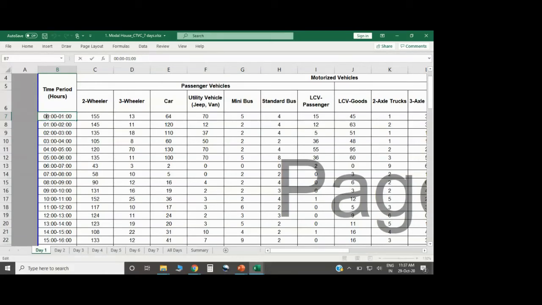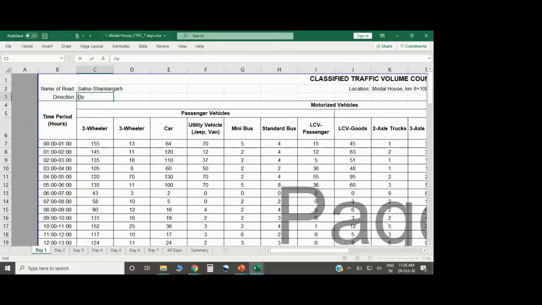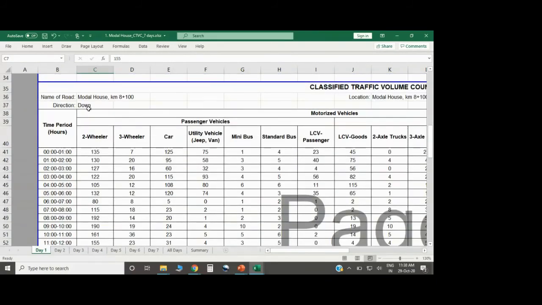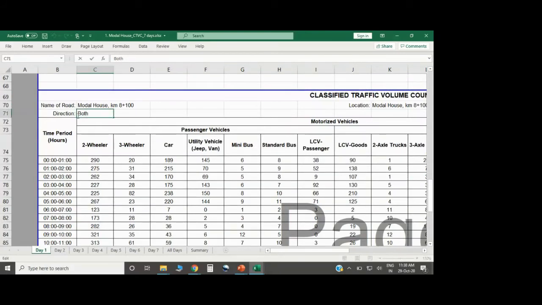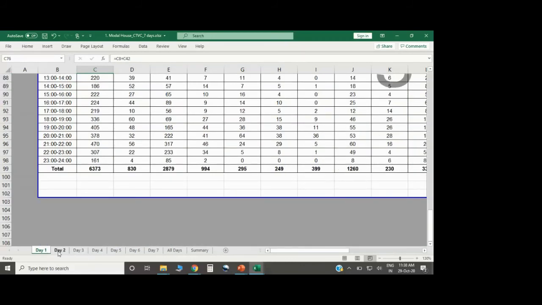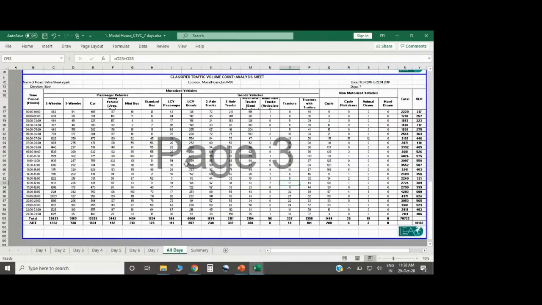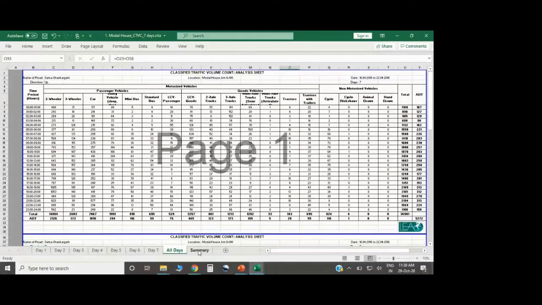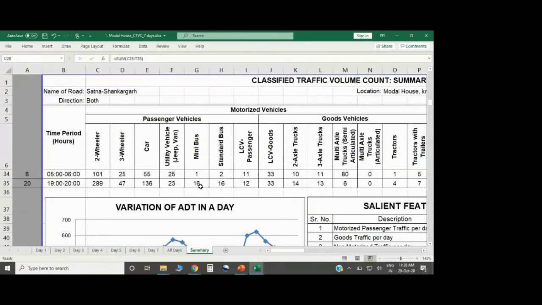So from midnight to 12 midnight the next day, you have 24-hour data, and this is for the up direction. The same table is there for the down direction, but the values are different, obviously, because the count is different on the other side. And then you have the total. I have done the total of both, and that is written here. And if you see the tabs below, I have written day 1, day 2, day 3, day 4. So for each day you have these sheets, and then you have a summary of all the data.